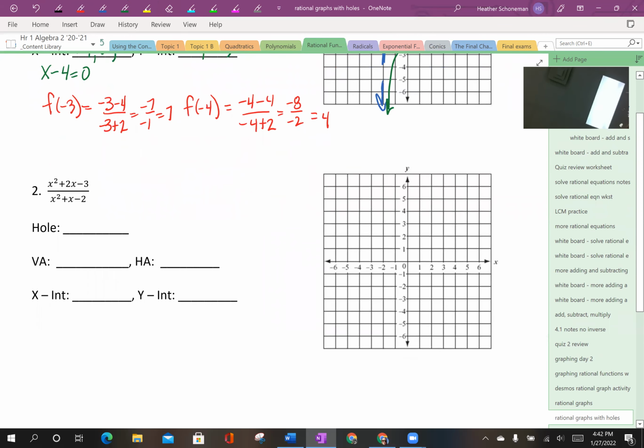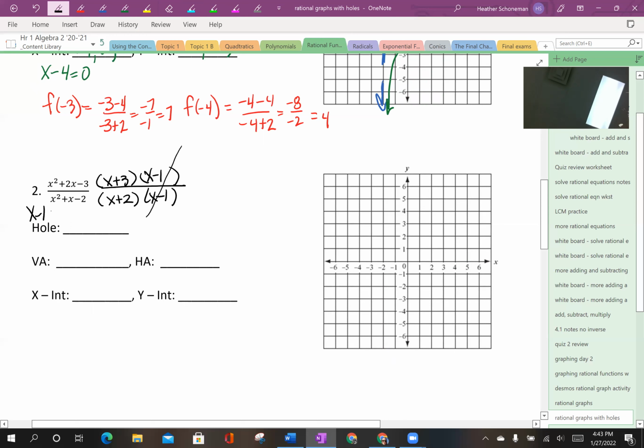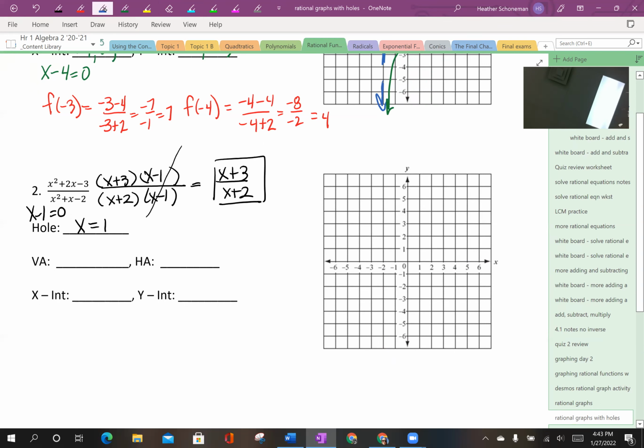On the second example, we need to factor the top and the bottom. So this is going to factor to x plus 3, x minus 1. The bottom is going to factor to x plus 2. Just kidding, that was not plus 1, that's minus 1. Okay, the bottom is x plus 2, x minus 1. So where there's a match, that's where the hole is, at x minus 1. So I set that equal to 0, so my hole is at 1. Once I cross those out, now I'm only going to be working with the simplified form from here on out. Everything else is going to work the same.